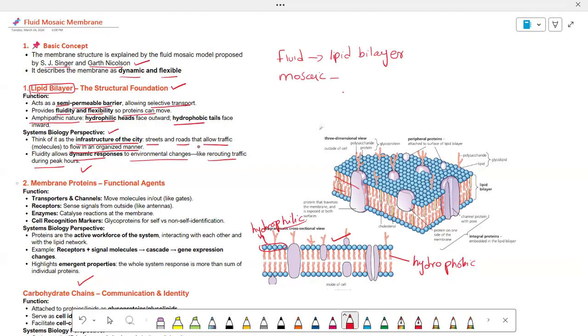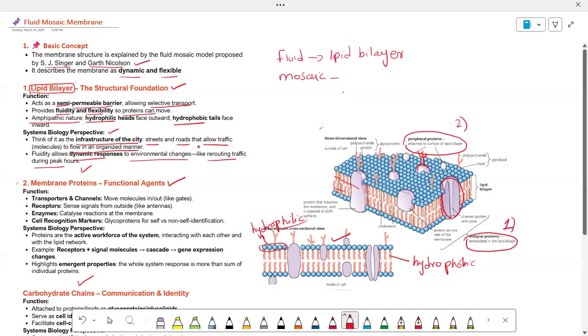Okay, the next one is membrane proteins, and they are the functional agents. There are two types of proteins in the cell surface membrane or fluid mosaic membrane. Some are integral proteins, which are completely embedded in the lipid bilayer. You can see here, it's completely embedded. And some are peripheral proteins. Why is it called peripheral? Because it is attached to the surface of the lipid bilayer. You can see here, it is attached only to the surface. So these are the two types of protein.